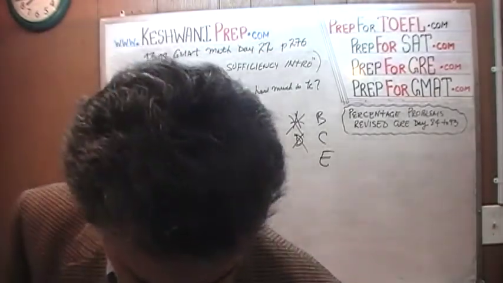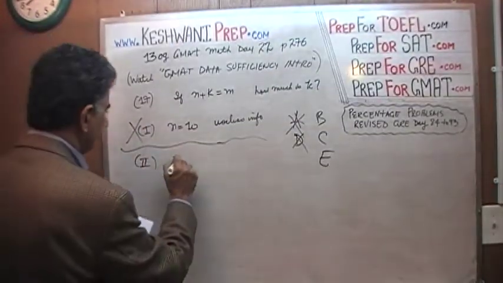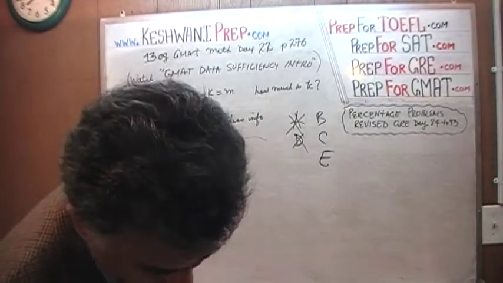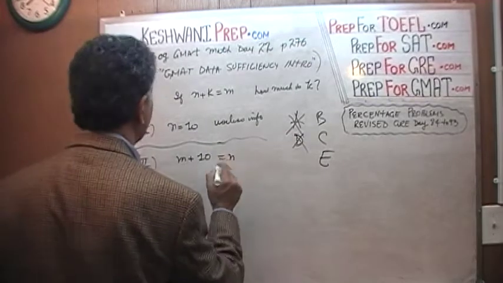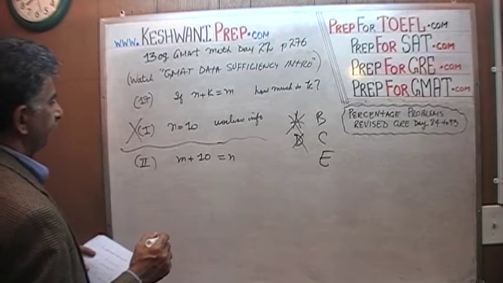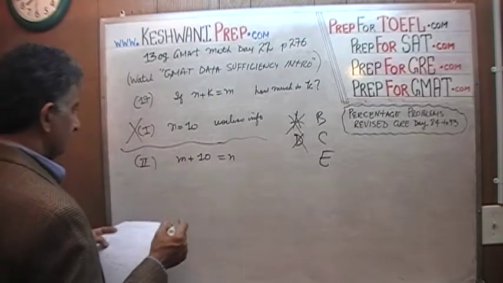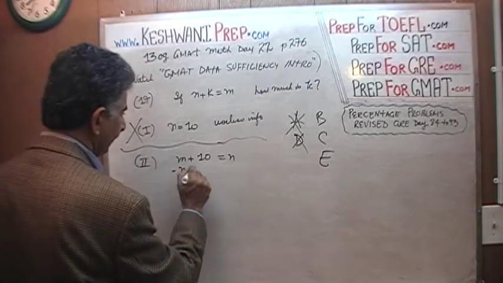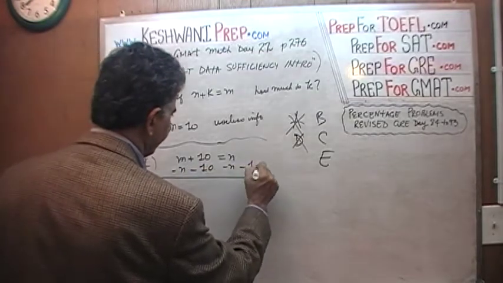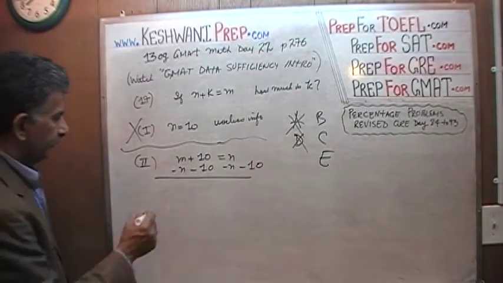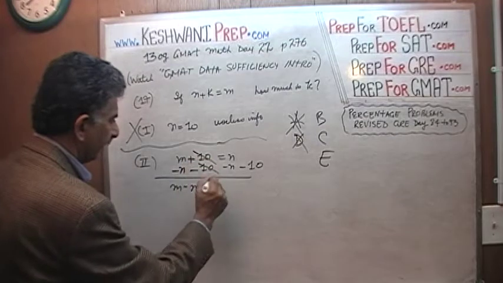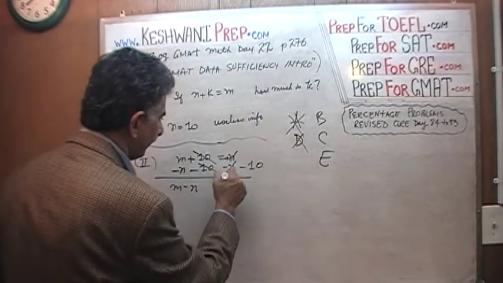The second statement tells us that m plus 10 equals n. So let's bring n to the other side, subtract n from both sides, and subtract 10 from both sides. So we get m minus n, this plus 10 and minus 10 is going to cancel out, and that equals 10, this plus n and minus n is going to cancel out.